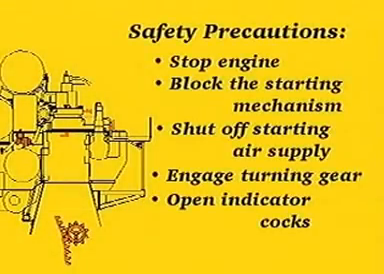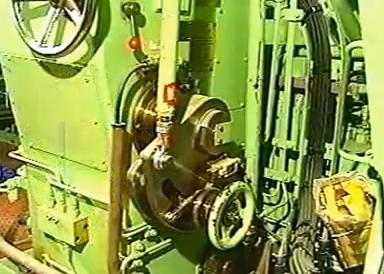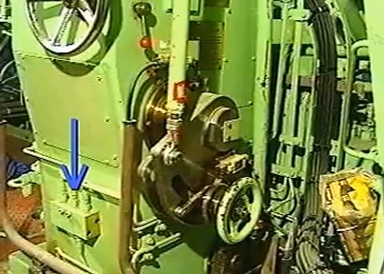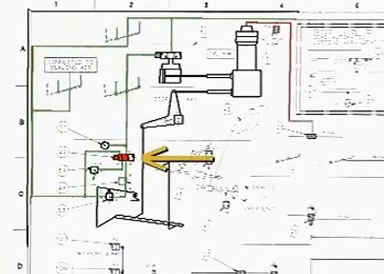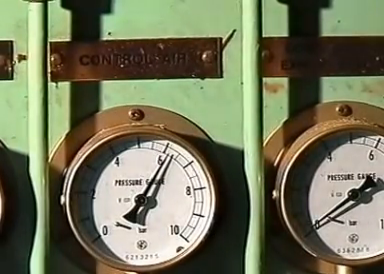Stop the engine before making any adjustments. Make sure that control air is able to pass the changeover valve. Supply a control air pressure of 7 bar to the pilot valve.